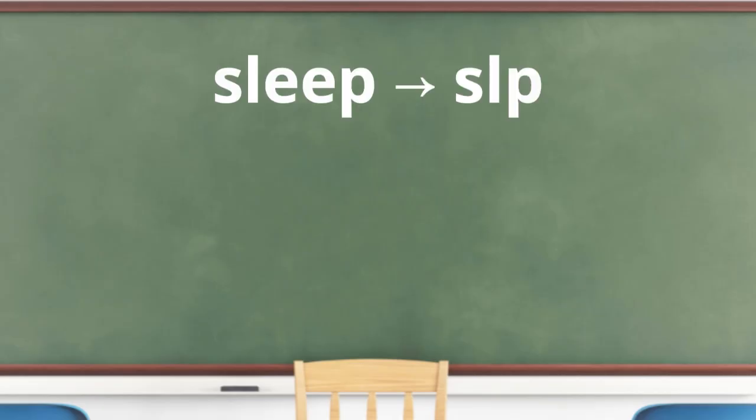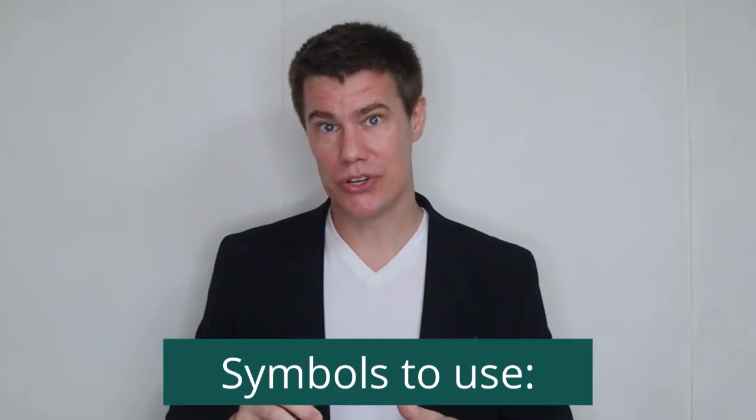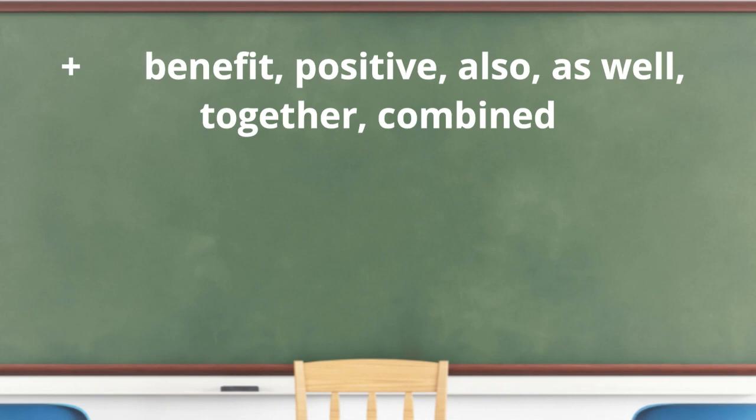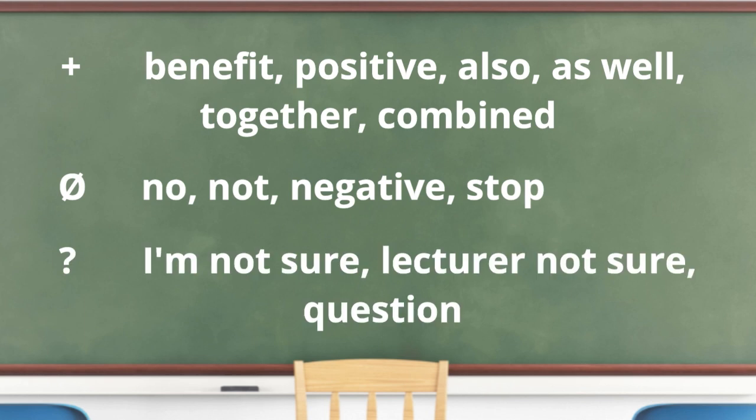Since time is of the essence, only write down the consonants and core symbols. Vowels are so common that you could write a word without using any vowels and still understand the meaning. This could be sleep, symptoms, and depression. Some symbols you can use when taking notes: benefit, positive, also, as well, together, combined, no, not, negative, stop, I'm not sure, the lecturer is not sure.